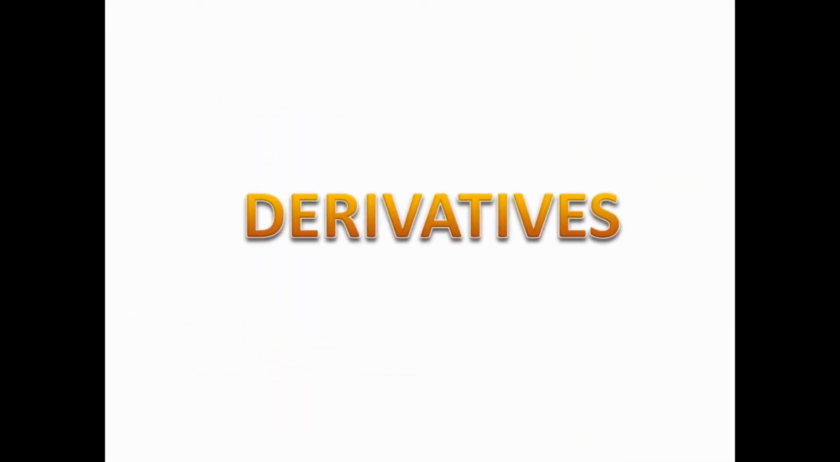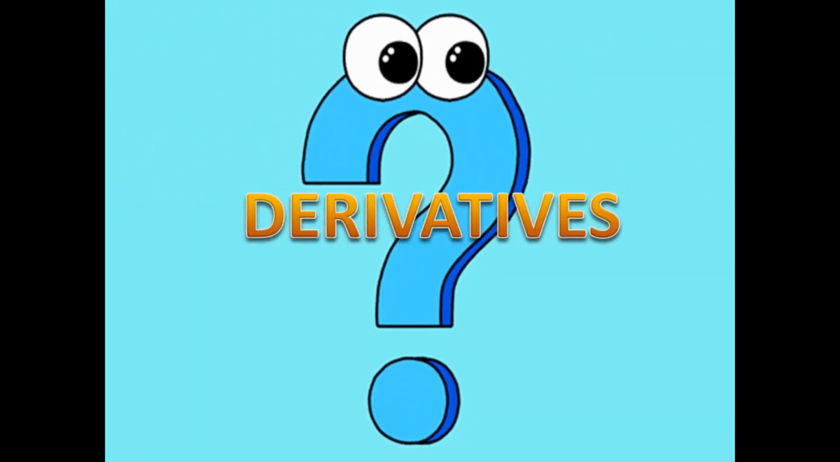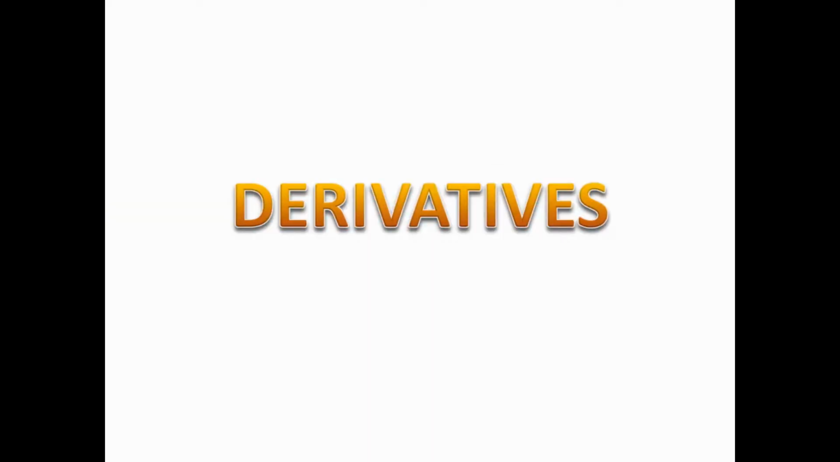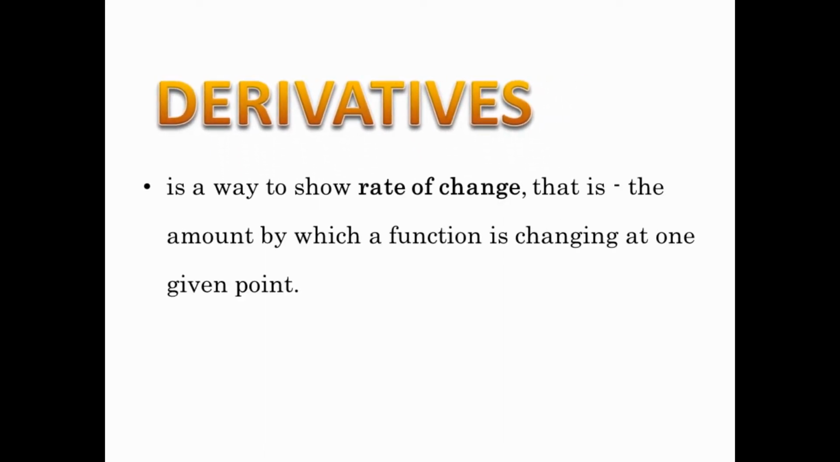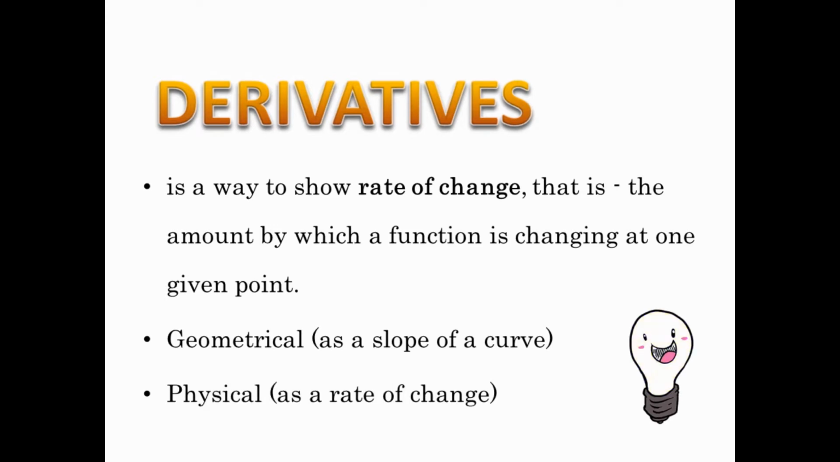Derivatives. So what is a derivative? Do you all know what a derivative is? Before anything else, let's have some recap about the definition of derivatives. A derivative is a way to show rate of change, that is the amount by which a function is changing at one given point. The definition of a derivative can be approached in two different ways. One is geometrical, referred to as the slope of a curve, and the other is physical, which is called a rate of change.